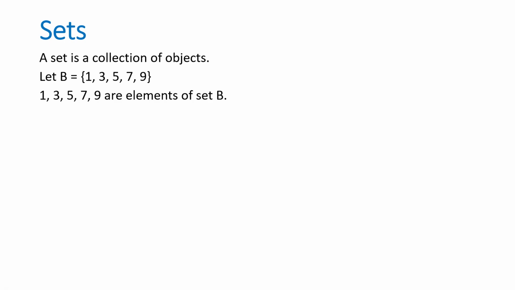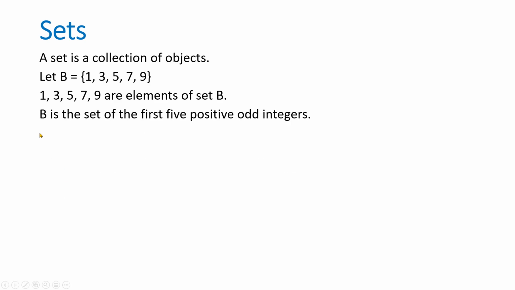Another method for describing sets is just using words, the word description method. I could just state that B is a set of the first 5 positive odd integers.